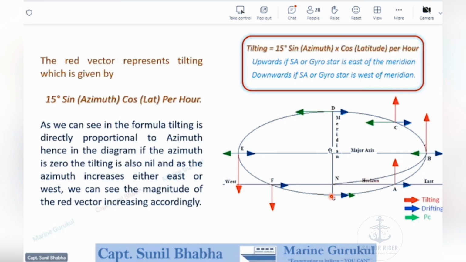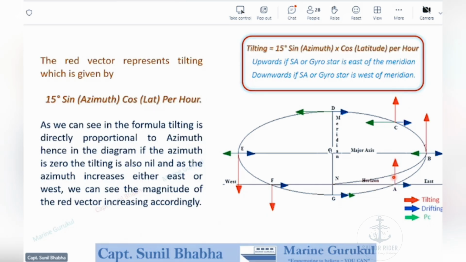Now, as you go away from the meridian, let's say from point Golf, we are moving further on the ellipse. Now the azimuth is increasing. The azimuth of the spin axis keeps on increasing. When the spin axis reaches point A, it has a certain azimuth. The difference between the meridian and this point A represents the azimuth now. Now since there is an azimuth present, we will also have the tilting present. And you can see the tilting vector is present here.